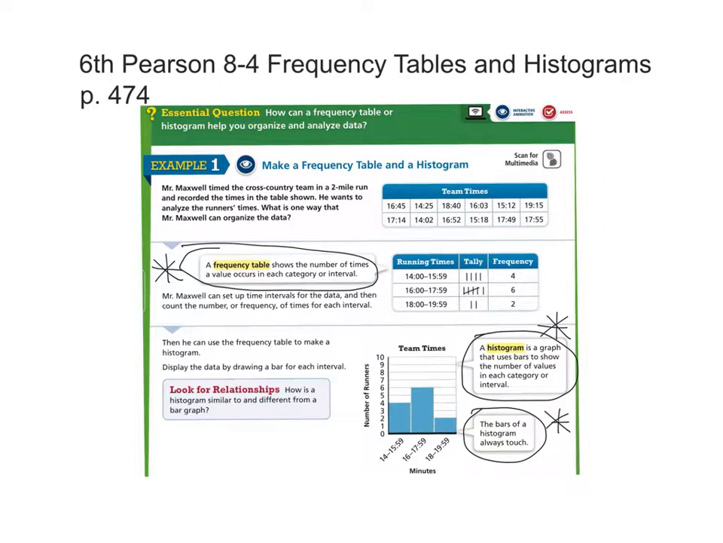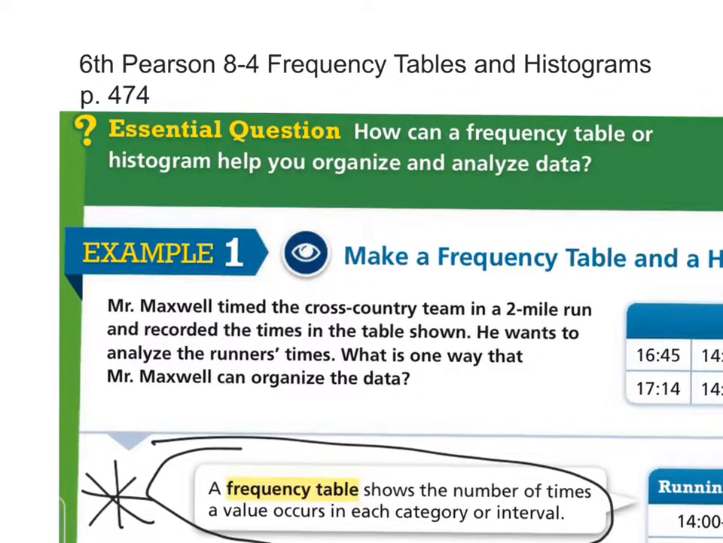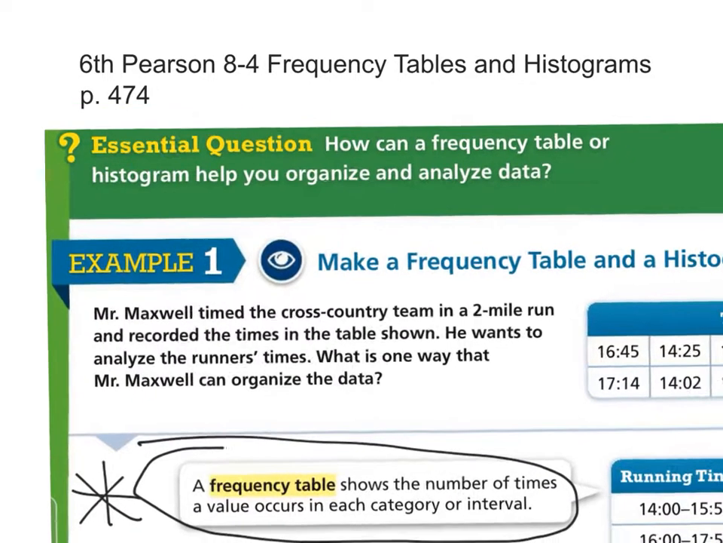Lesson 4, we're going to look at frequency tables and histograms. So if you look on page 474, Mr. Maxwell timed the cross-country team in a 2-mile run and recorded the times in the table shown. He wants to analyze the runners' times. What is one way that Mr. Maxwell can organize the data? Well, it's going to be frequency tables and histograms, I can tell you.